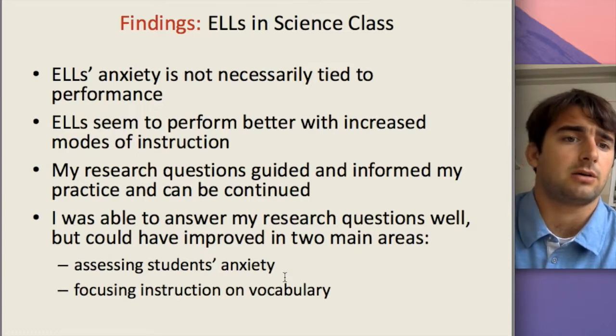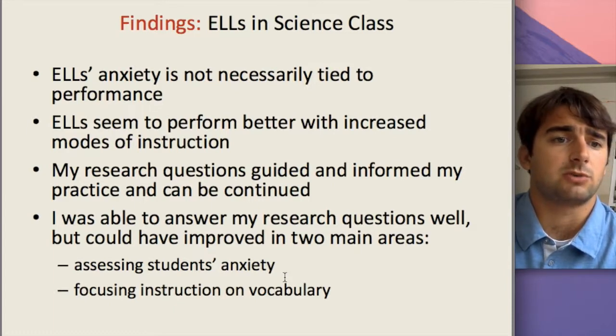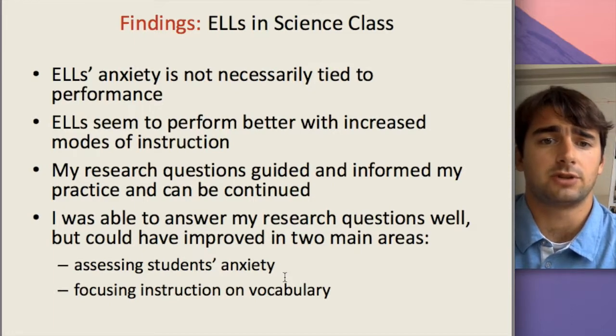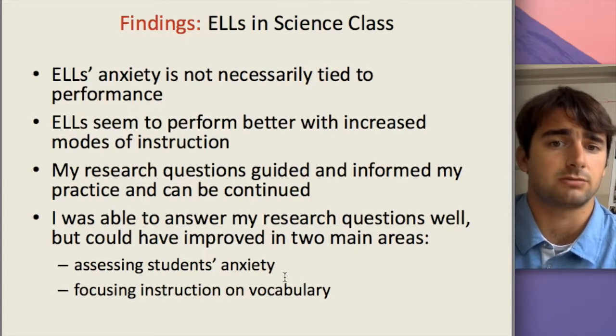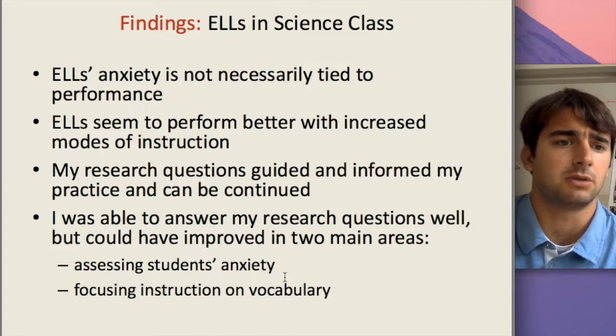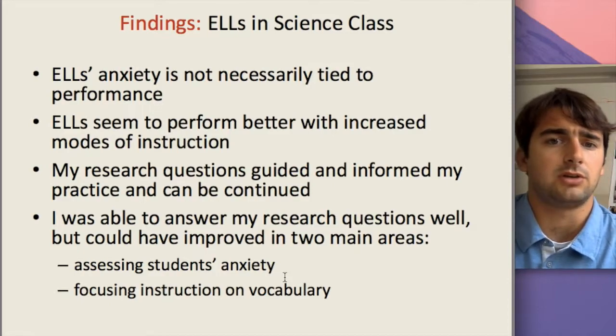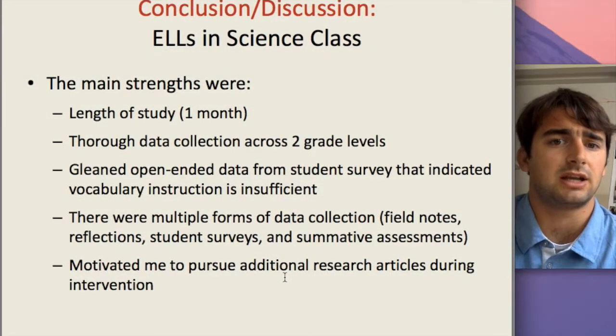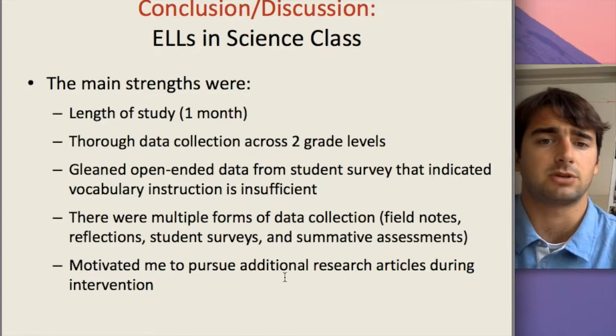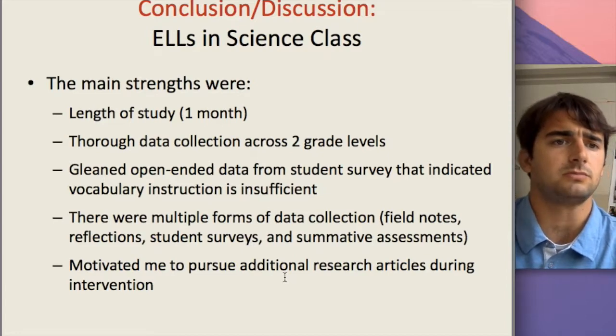Next, I was able to answer my research questions well, but I could have improved in 2 main areas. One was having a better assessment of students' anxiety: more data points, more questions, and a better quantitative system. In addition, focusing instruction more on vocabulary. During the unit and after the unit, I received a lot of feedback from students indicating they could have used more help on the vocabulary. I think that is attributed to the genetics section as well.